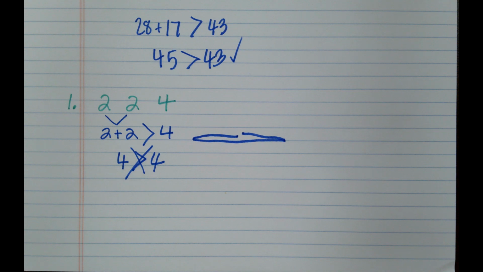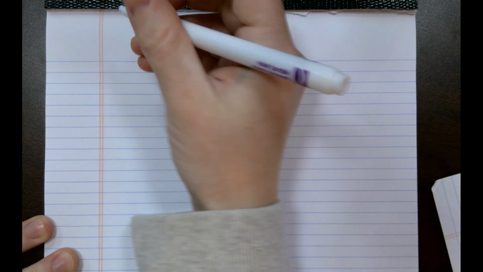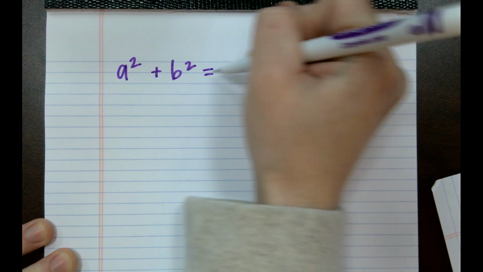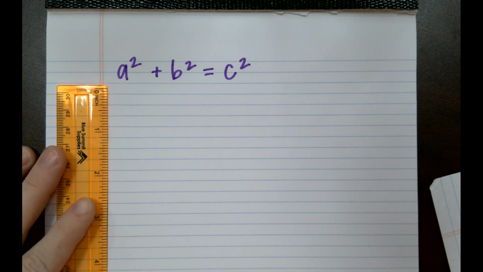Let's try something else. Let's talk about right triangles and the Pythagorean theorem. So I'm going to have you at the top of this page, let's title it A squared plus B squared equals C squared. And we're going to draw a right triangle.